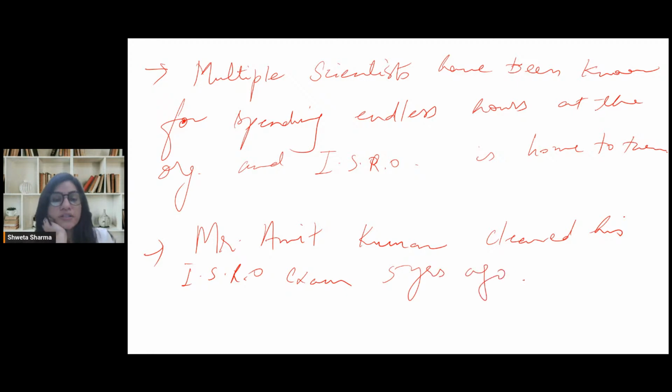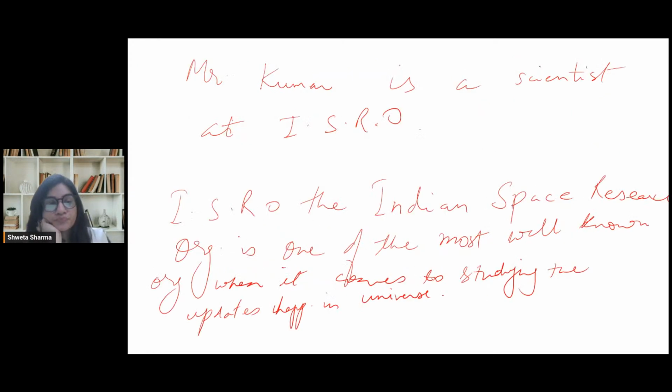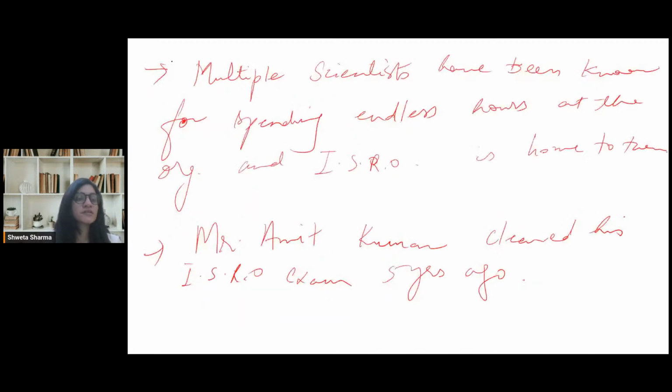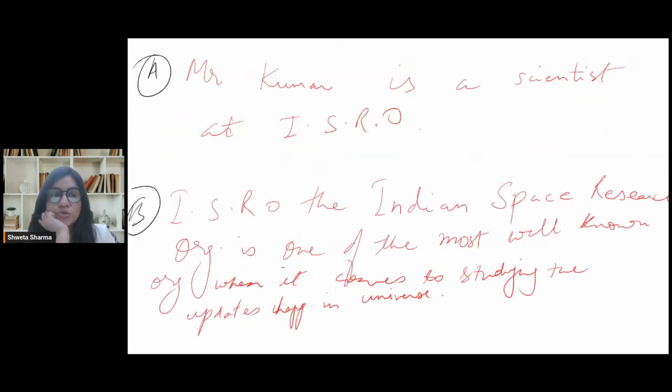So these are 4 sentences I've given to you, right? Say this is A, this is B, this one's C, and this is D. What are we supposed to do? We need to figure out how we can arrange these sentences.